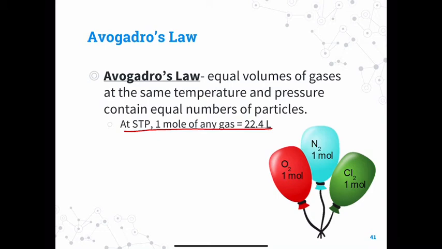So basically it's telling us if we were to fill up a balloon of any gas, be it oxygen, be it nitrogen, be it chlorine, whatever gas, the balloon is going to be the same size, okay? If it has 1 mole of oxygen or nitrogen or chlorine, they all take up 22.4 liters of space. And so all of those balloons are the same size, okay? Now, that's not necessarily true for all things, but gases are that way.